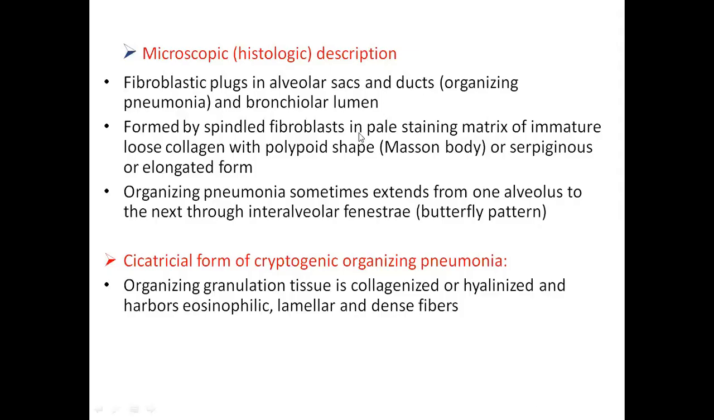In terms of the microscopic features, which are very diagnostic for organizing pneumonia, the hallmark is the fibroblastic plugs. Here we have to be careful when we say fibroblastic plugs versus fibroblastic foci. We already discussed that fibroblastic foci are commonly seen in UIP, and these are parallel to the alveolar ducts or alveolar walls, while the fibroblastic plugs are present inside the alveolar sacs or alveolar ducts. They are composed of spindle-type fibroblasts and have a pale staining matrix or mucopolysaccharide-type background. And these small polypoid lesions are known as Masson's bodies.